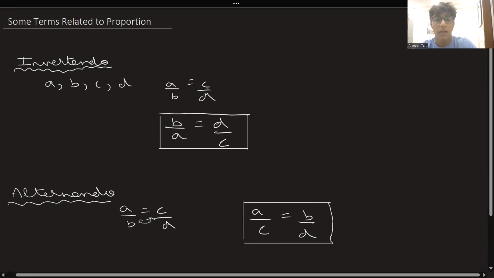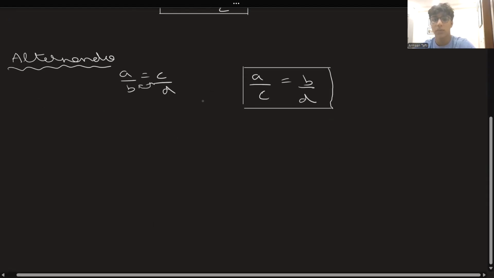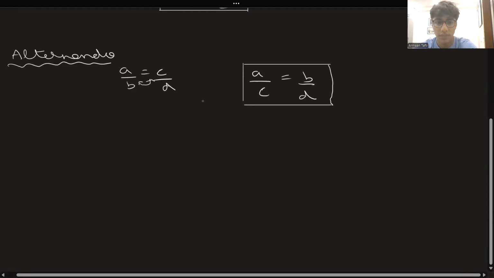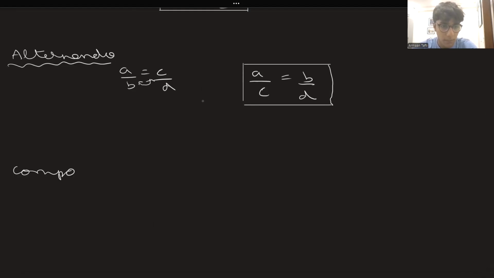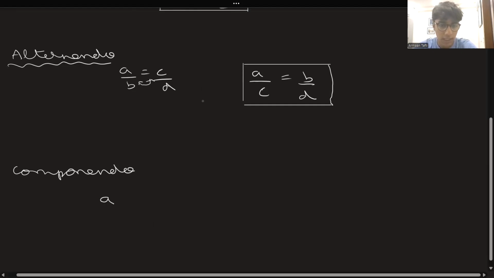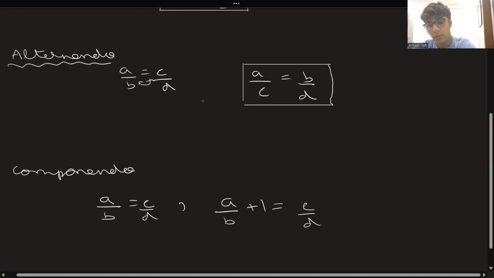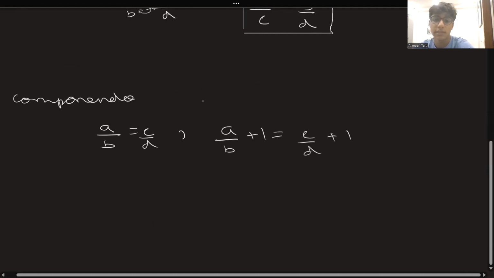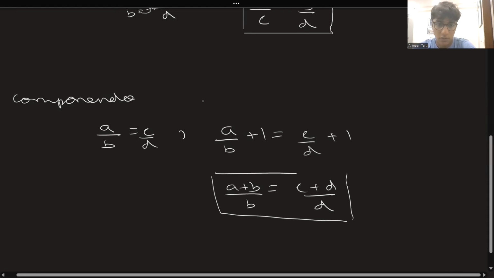And then the next one is componendo. Componendo is slightly more difficult to make out what's happening, but nothing too difficult. If we know that A by B equals C by D, then it's perfectly valid to add one to both sides of the equation. So we can write this as A by B plus one equals C by D plus one. Now if we simplify this and take a common denominator, we get A plus B over B equals C plus D over D.